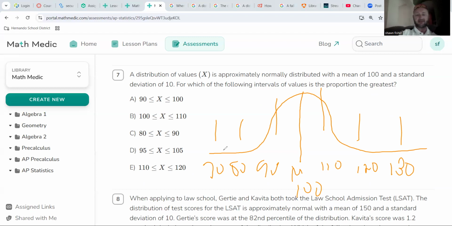What I want to know is, between what intervals is the proportion greatest? Well, this is what we need to think of. Usually, if we did a histogram and it's normally distributed and I ask for the mean, a lot of our data is going to be very, very close to the average, to the mean. So let's just count from 90 to 100. From 90 to 100.